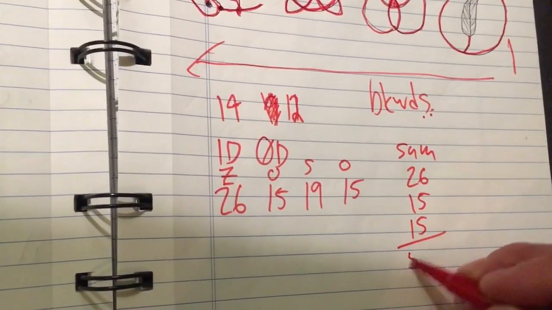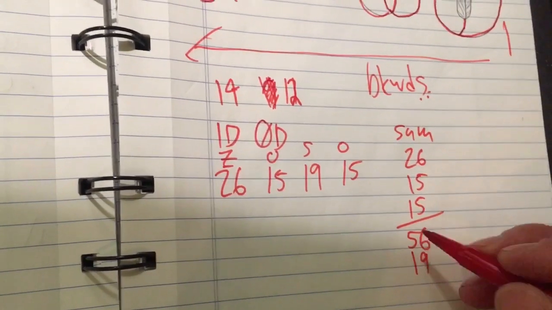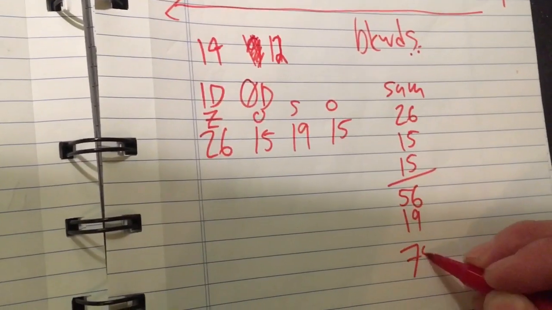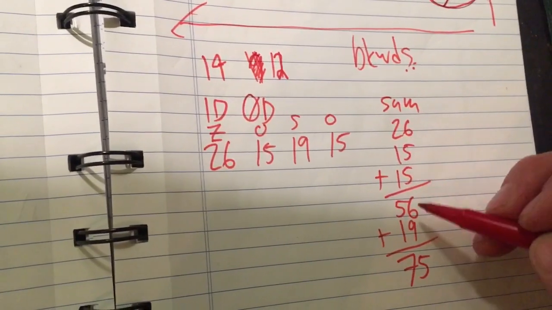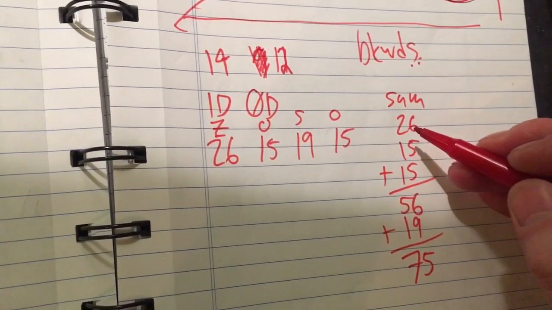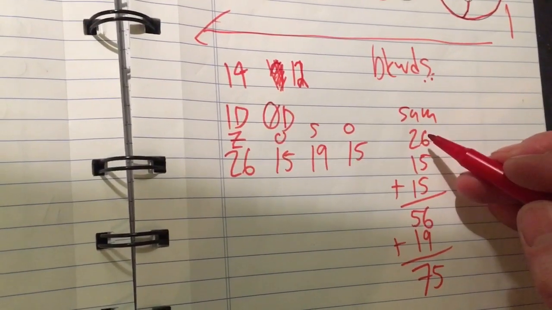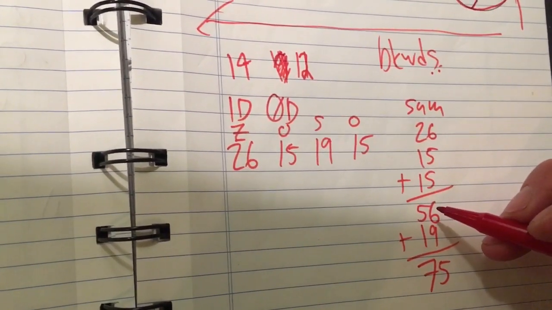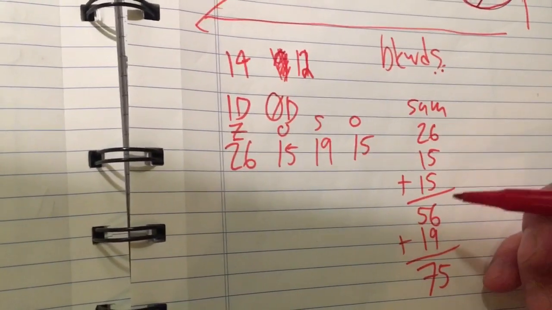19 would be 56, 66, 76, 75. Am I right? I don't know. I'm tired, guys. 16, 22, 31. What is this? What am I doing?